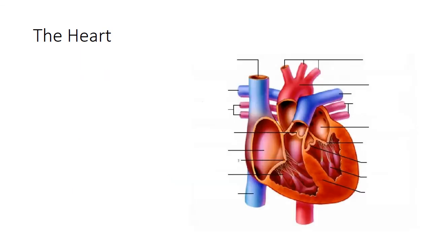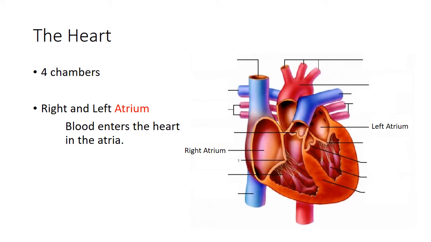Here we have the structure of a heart. It is about the size of your fist. It has 4 chambers. We have the right and left atrium. Blood enters the heart in the atria. Notice atrium is singular, atria plural.